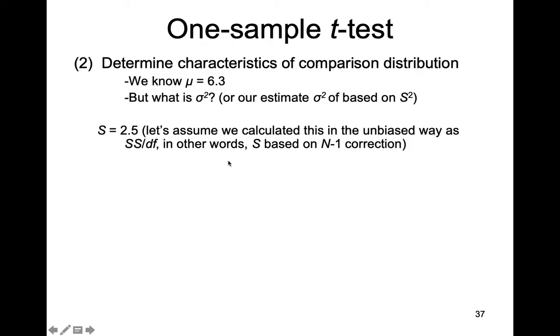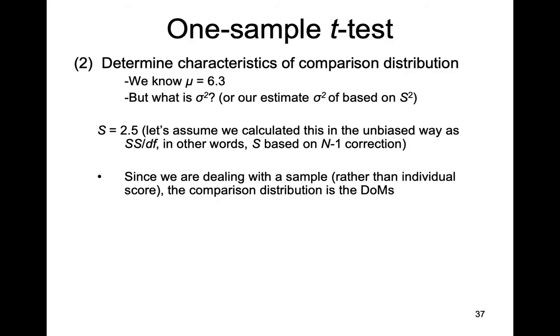So we're given an estimated standard deviation of 2.5, and we're going to just assume that we calculated this in the unbiased way based on that n-1 correction. And then since we're dealing with a sample rather than an individual score, of course, we're always using a distribution of means.